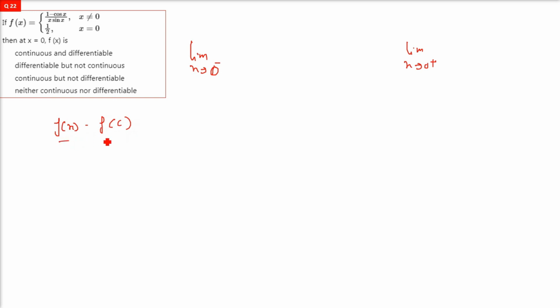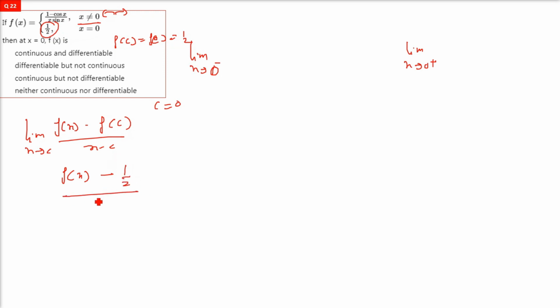f(x) minus f(c) divided by x minus c, limit x tends to c. Now c is 0 here. It is x equal to 0 we have to check. So x is not equal to 0, so we have to use 1 minus cos x by x sin x. So f(x) minus f(c), what is f(c) here? f(0) is given as half. This value is already given as half. So you can just put half in place of f(c).